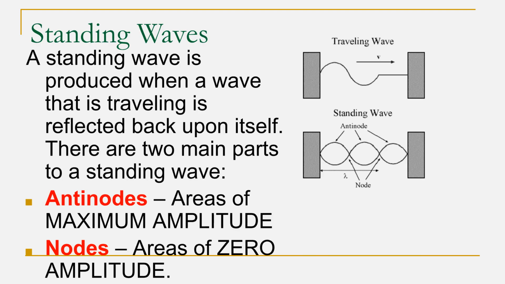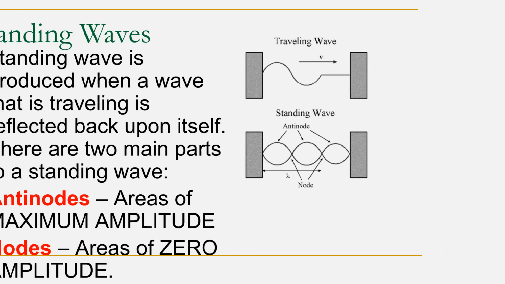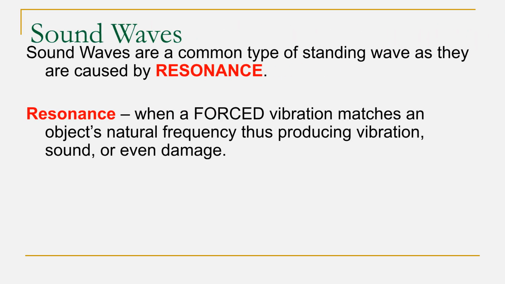A standing wave is formed when a traveling wave reflects back on itself. The main parts are antinodes, areas of maximum amplitude, and nodes, areas of zero amplitude. Sound waves are standing waves caused by resonance.